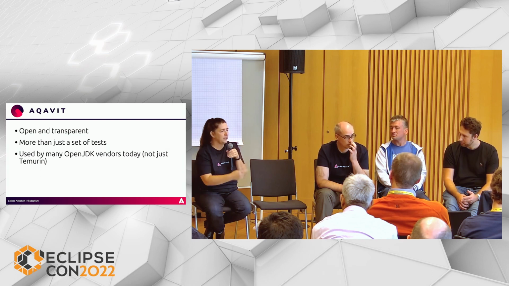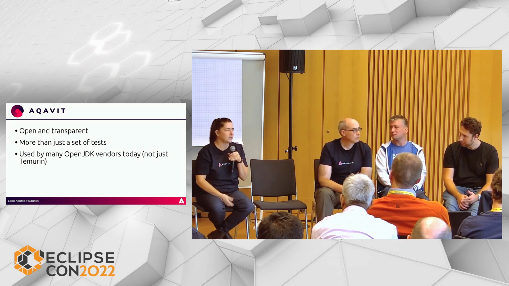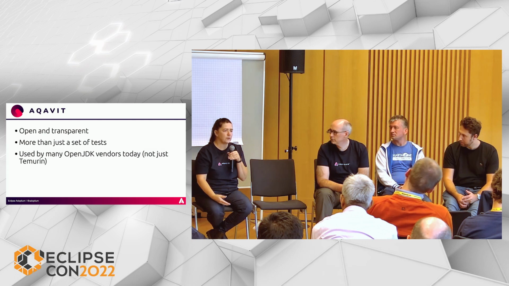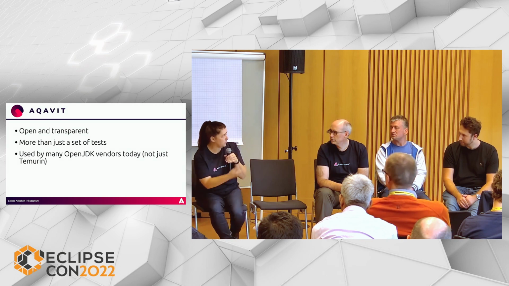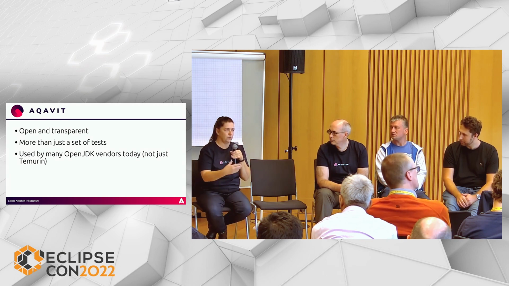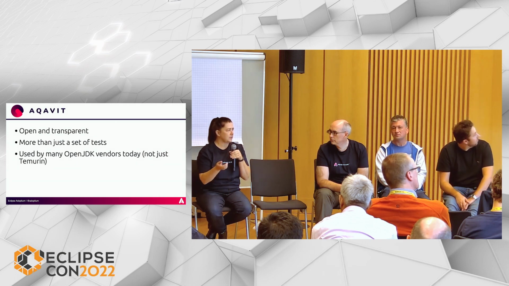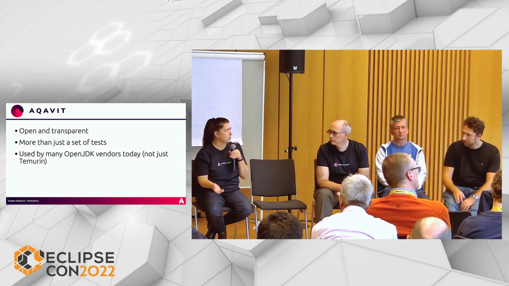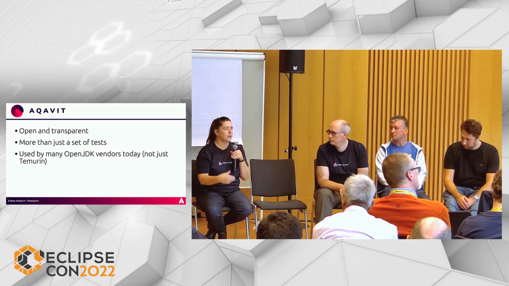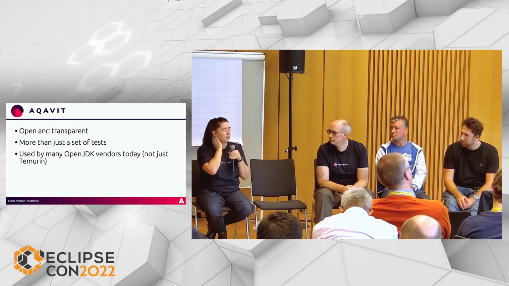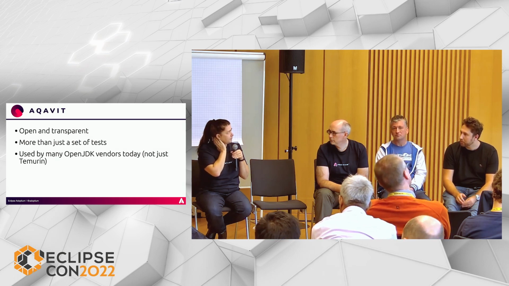When we looked at the beginning, before we began this work, we asked what was out there, and that was in the open. We have a wonderful suite of tests in the OpenJDK project, which we include in AQAvit, but we've added a lot more things. We've selected from many critical open source stacks to include application tests, performance benchmarks, and a lot of load and stress tests.